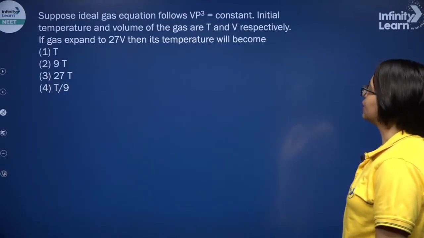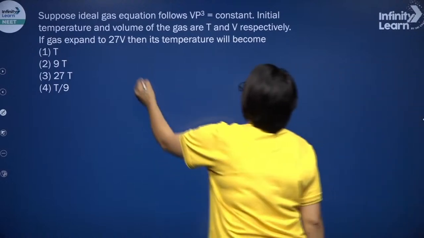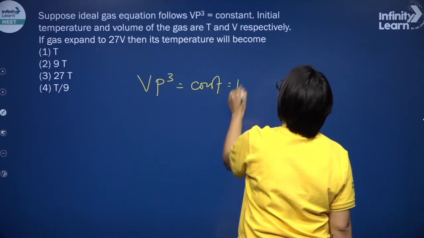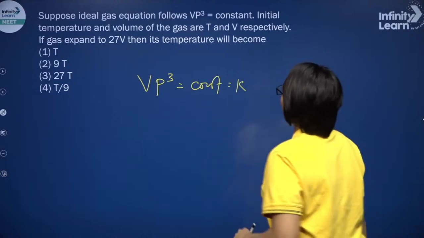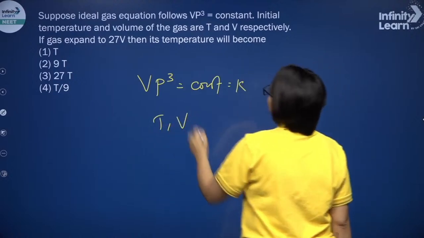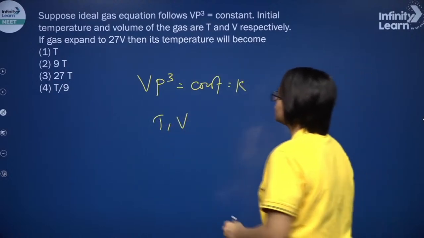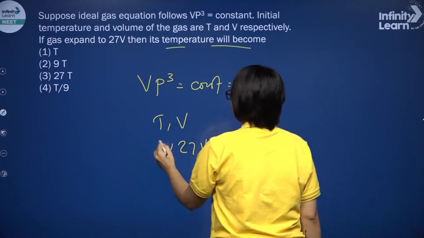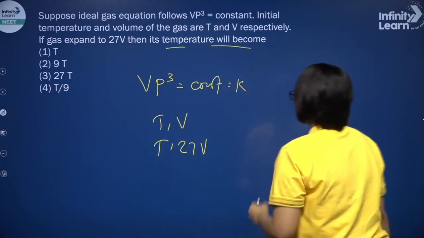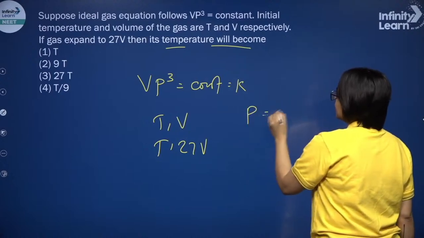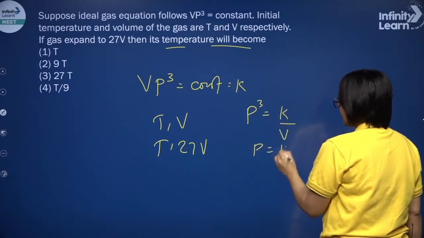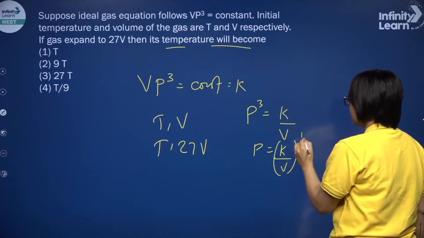Next is, suppose an ideal gas follows the equation VP cube is equal to constant K. Initial temperature and volume of the gas are T and V respectively. If the gas expands to 27 times its volume, then the temperature will become? So we know that over here P cube is K upon V, so P will be K upon V to the power 1 by 3.